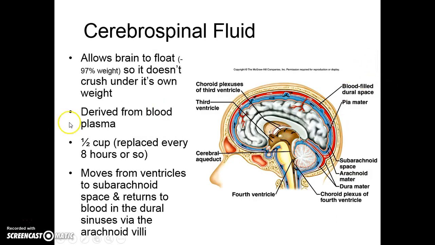We get cerebrospinal fluid from blood plasma. We have about half a cup of it, and we replace it every 8 hours or so. And this shows the map at which it circulates. So it's made here in the choroid plexus. That's a structure you're going to look for in the lab. It's very vascular, meaning it has a lot of blood vessels, because cerebrospinal fluid is basically made from blood plasma.